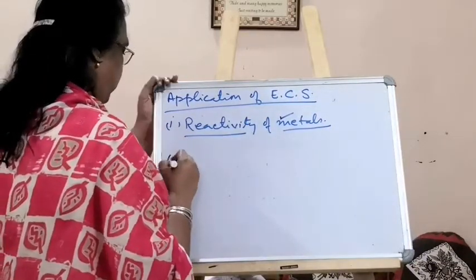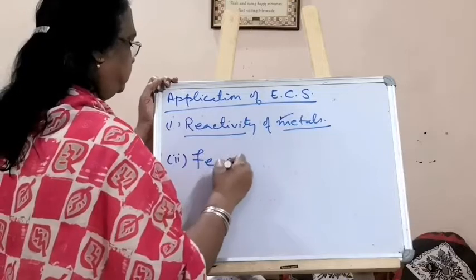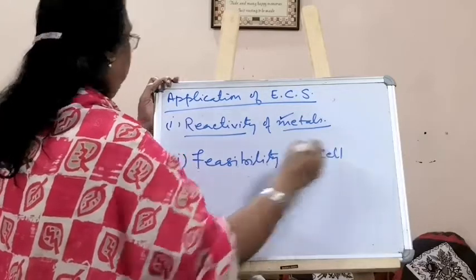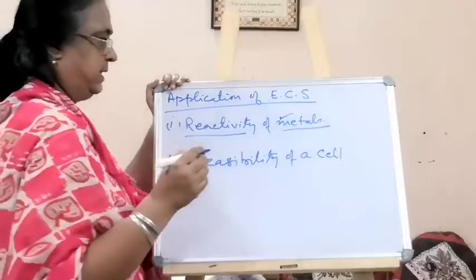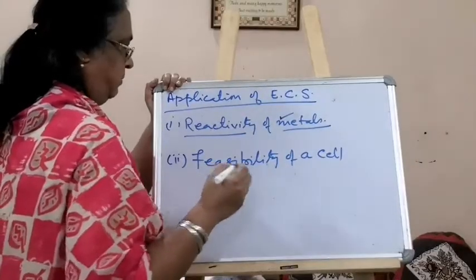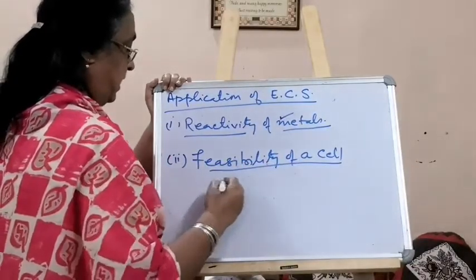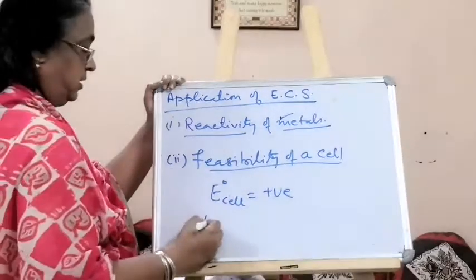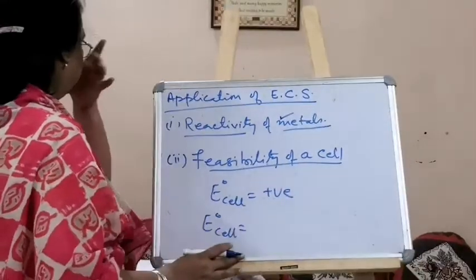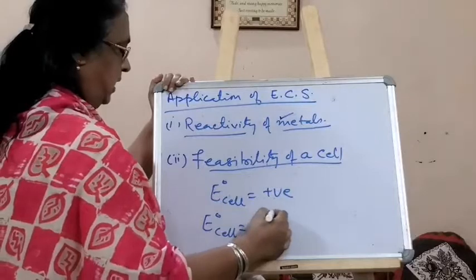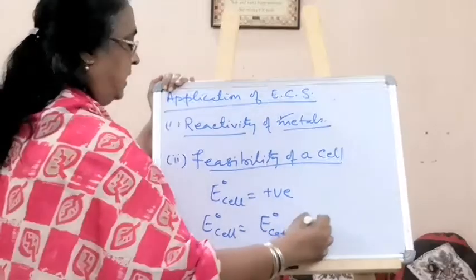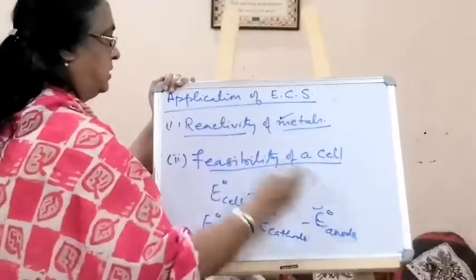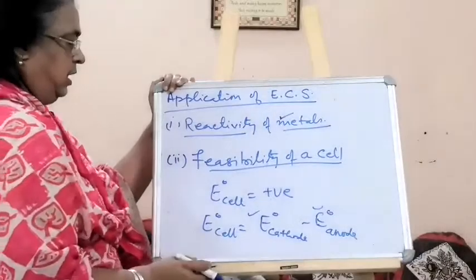The second point is we can know the feasibility of a cell. When I am saying cell, it is an electrochemical cell, a galvanic cell. That is what E0 cell tells us, if this value is coming positive. How do we find out E0 cell? E0 cell is equal to E0 cathode minus E0 anode.